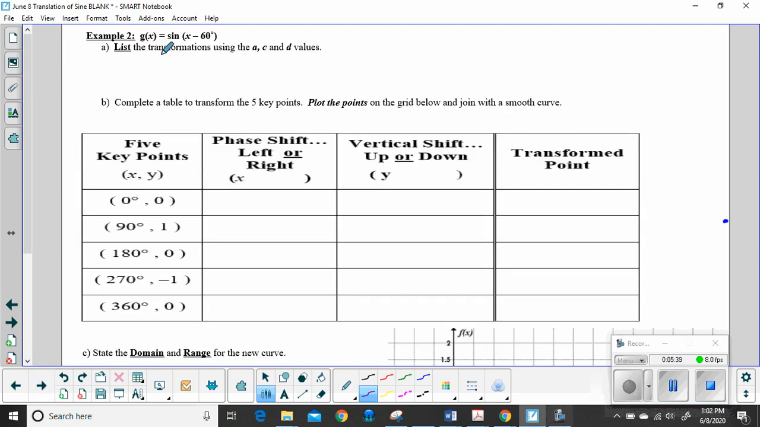Okay, let's do the next one. So here I've got sine (x minus 60). So I've now got the number inside the brackets. So we know our general formula looks like this.